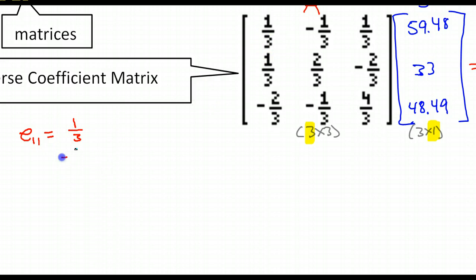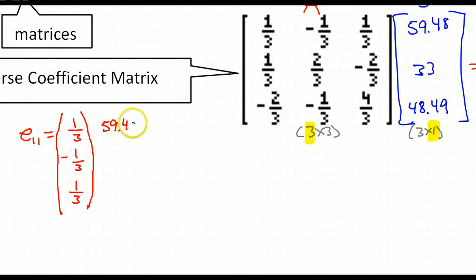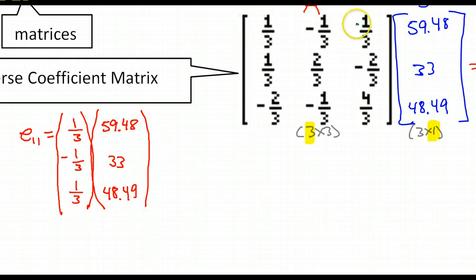1/3, negative 1/3, and another 1/3. That's row 1. Column 1 is this: 59.48, 33, and 48.49. So there's our row 1 times column 1, element 1,1.